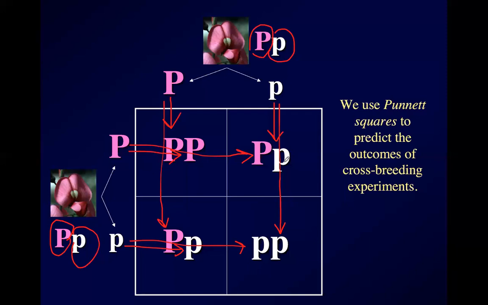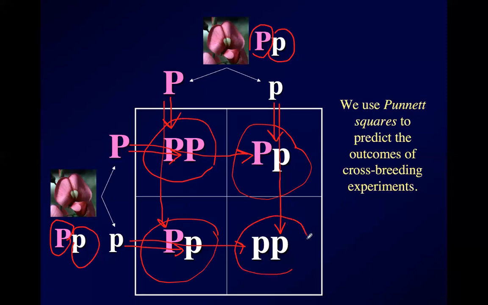Yes, half of our offspring, represented by the squares here, are heterozygous. They're going to look purple. 2 of the 4 are homozygous. This square up here is homozygous dominant, and it's also going to look purple. This square here represents the offspring that are homozygous recessive, and they're going to look white.